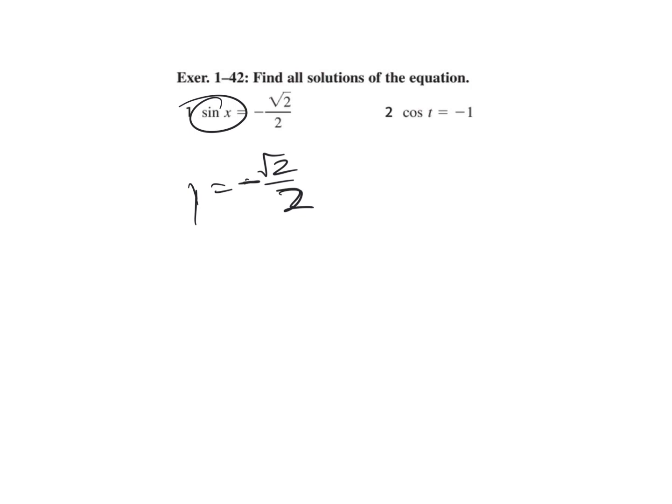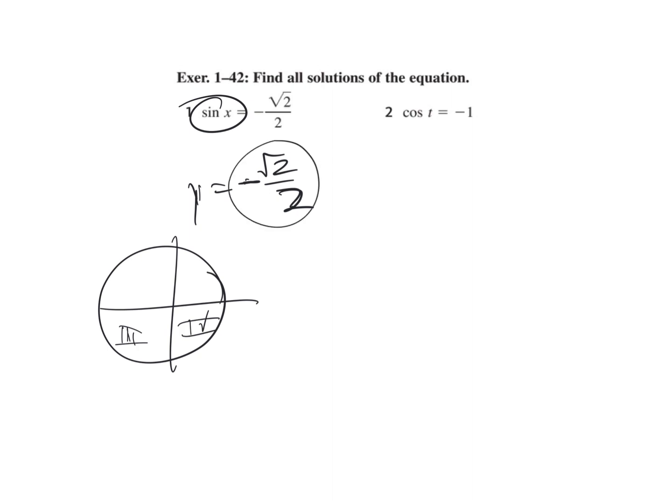If you think about this in a unit circle, negative is down in the third and the fourth quadrant for y. So where is your value of negative square root 2 over 2? Well, it's at your 45s. So you have 3 pi over 4, and you also have 5 pi over 4 and 7 pi over 4.